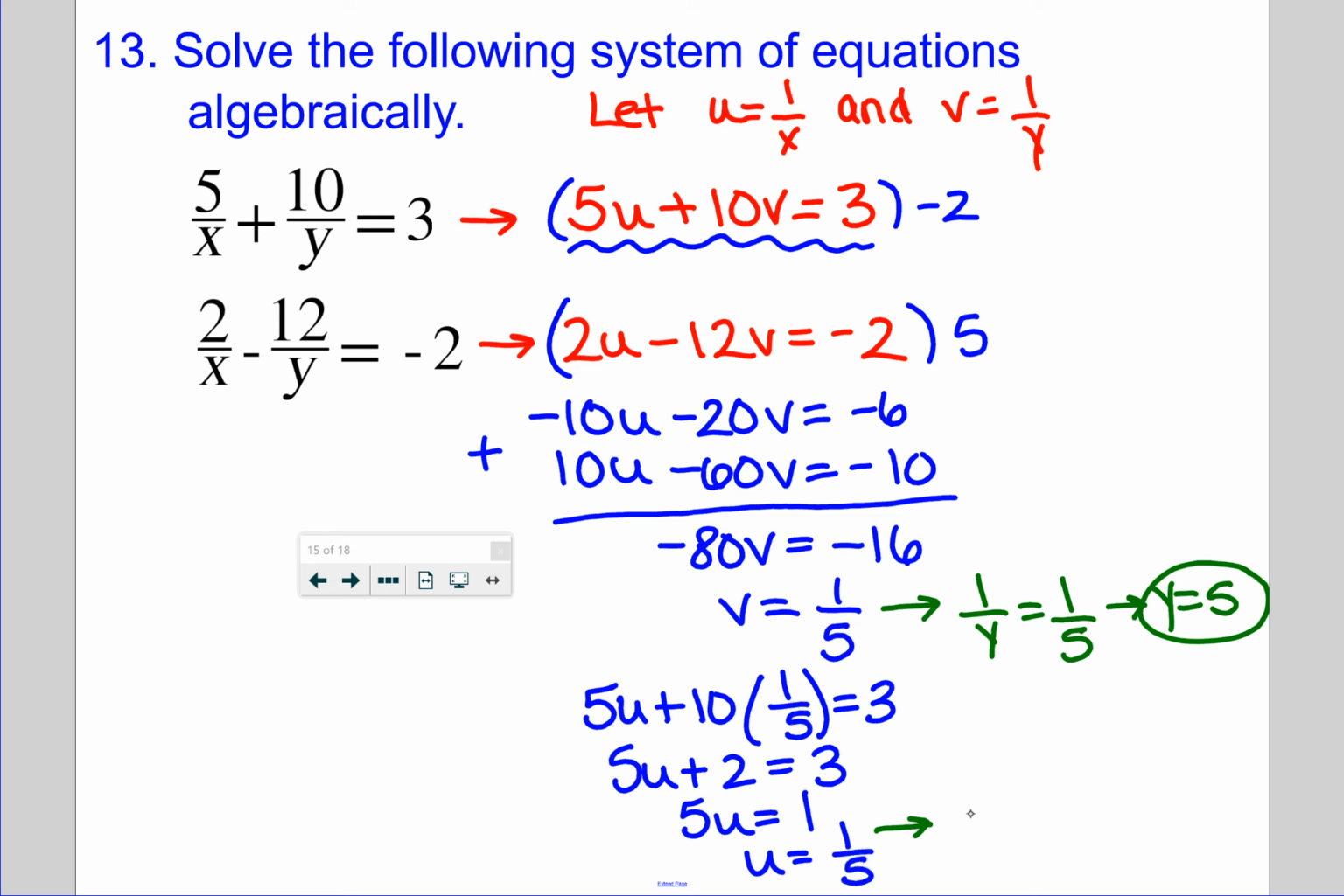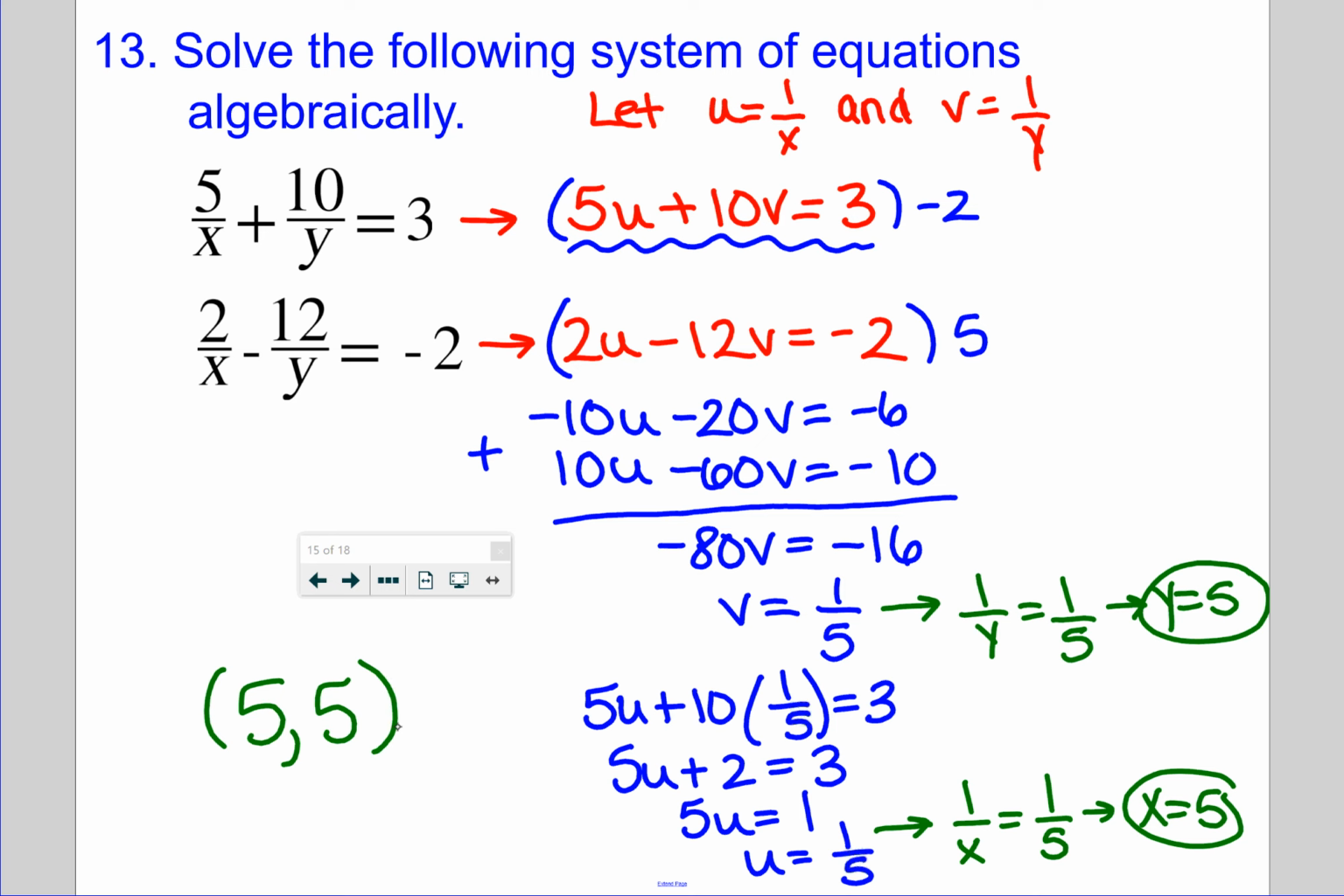And then the same thing's going to happen instead of u. I put x back in. And you can see x is also 5. So the final answer is x equals 5, y equals 5, or the coordinate 5, 5, which you can plug back into the original set of equations and make sure that works in both.